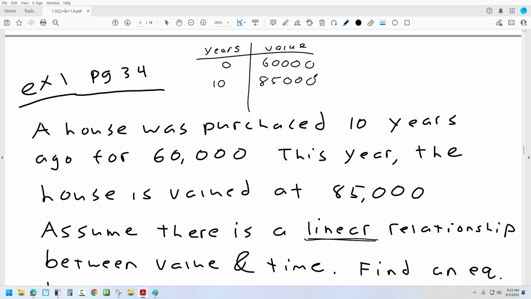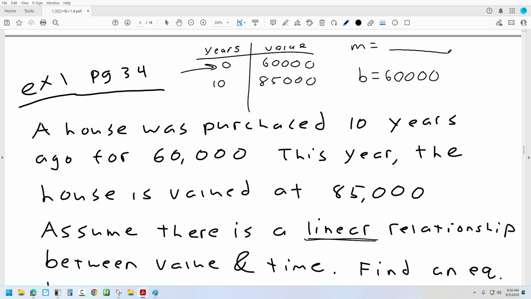Now this top coordinate, that one's kind of special. How come? 0, 60,000. It's a coordinate, but that coordinate is telling me something about my line. It's the y-intercept. That's where it crosses the y-axis. So in this case, the b value is 60,000. So we've got b, 60,000, and now I need to find my slope.